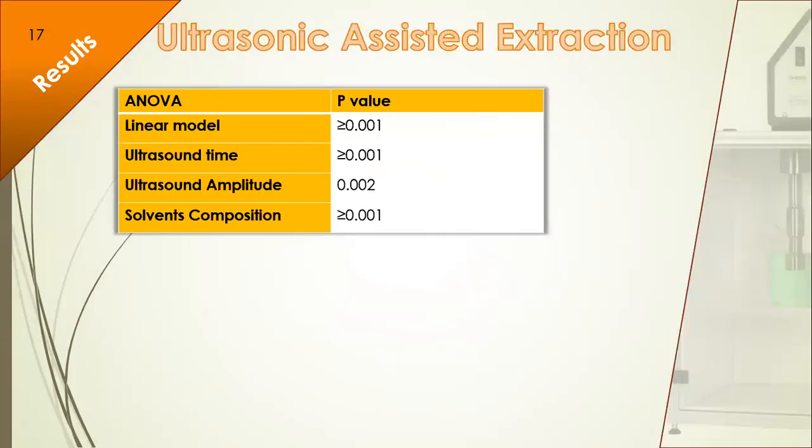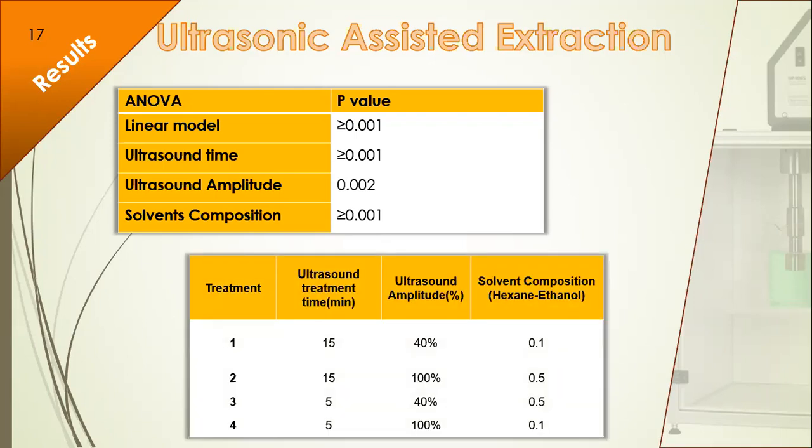Okay, then after we ran the ultrasonic assisted extraction design of experiments, we made the statistical analysis and ran an analysis of variance on the model and also on the factors. As we can appreciate here, the model and the factors were significant, and what can we get from this? That the model we're using can predict the extractions. We used mainly 4 treatments, and there you can see the conditions we used.